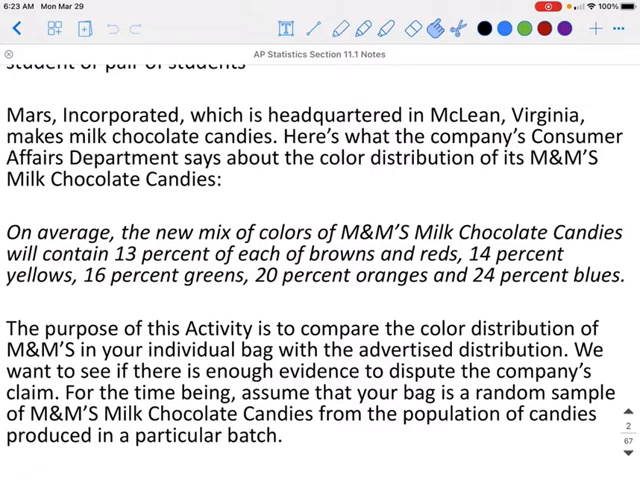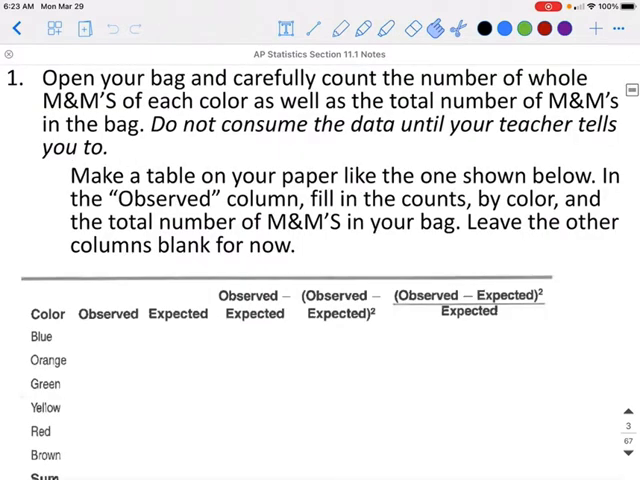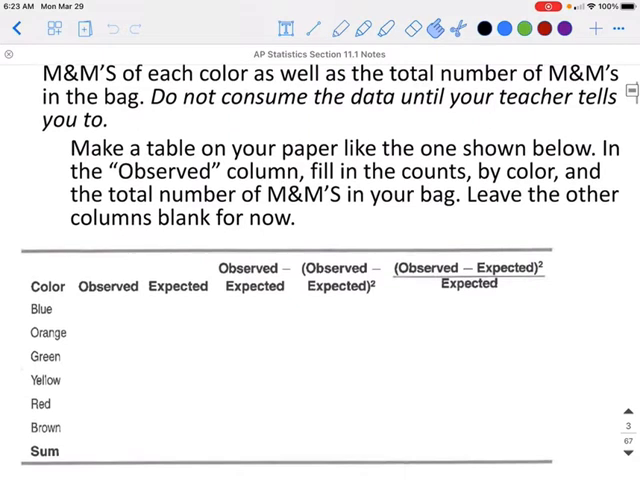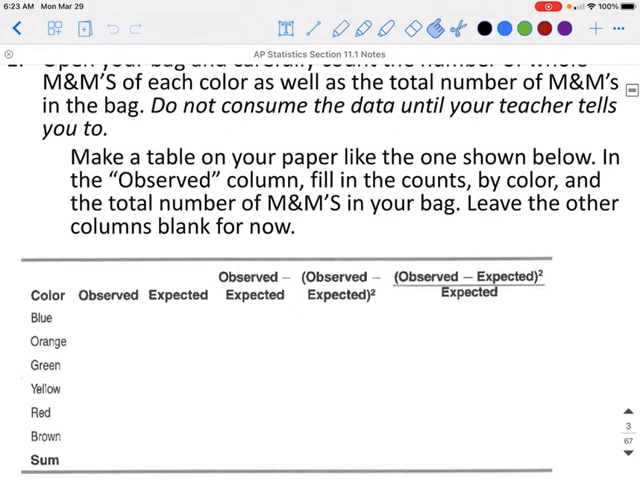For the time being, assume that your bag is a random sample of M&Ms from a population of candies produced in a particular batch. So each student would open their bag and carefully count the M&Ms. Don't eat any until the teacher tells you to. And then in the table, you are going to fill in the information. So you would say how many you observed, how many you expected based on the percent. So you do observed minus expected. You would square that value, and then you would divide it by the expected amount.